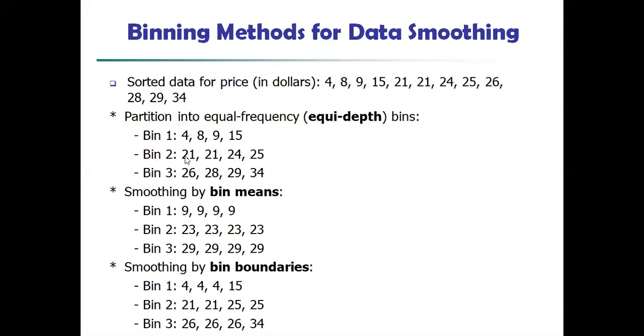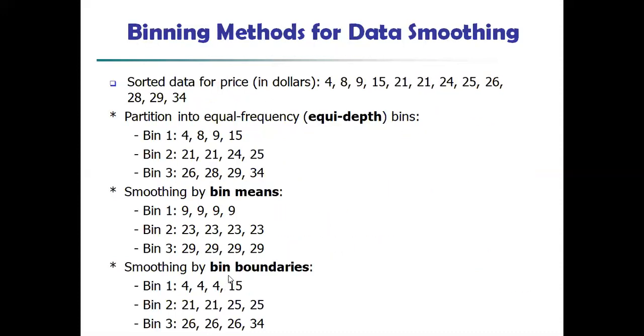Similarly, here I am replacing all these values. The mean for this is 24, so I am replacing by 24. Similarly here also the mean value is 29, so I am replacing here by 29. So this is the second one, smoothing by bin mean. Depending upon the bin value we are reframing.